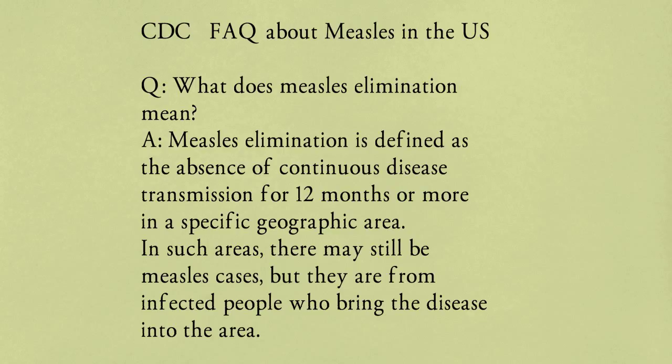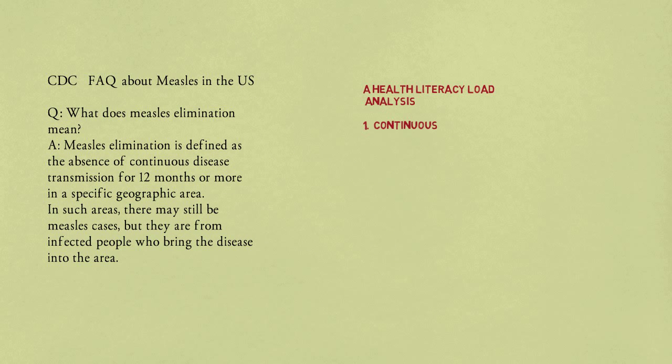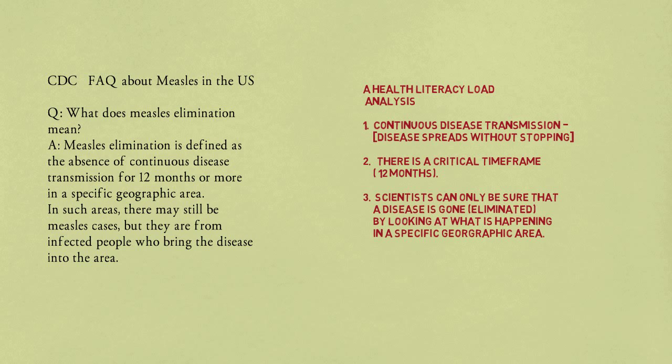Simple concept. Here again, a Q&A about measles elimination. Measles elimination is defined as the absence of continuous disease transmission for 12 months or more in a specific geographic area. In such areas, there may still be measles cases, but they're coming from the outside. Now look at what this requires. To understand the importance of the continuous process of disease, that it's limited to a geographic area. I mean, these concepts, health concepts, science concepts, are packed into the text.